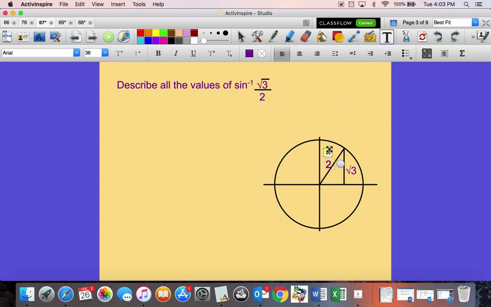Now when we have square root of 3 and we have a 2, that means our other side is going to be a 1 here. So there's our 3 sides. What kind of triangle do we have? We have a 30, 60, 90 triangle.